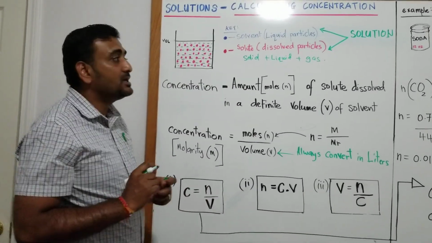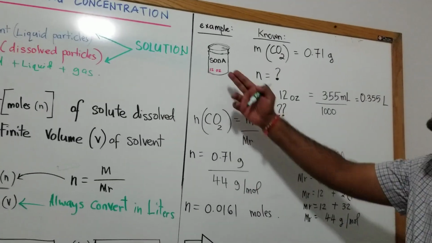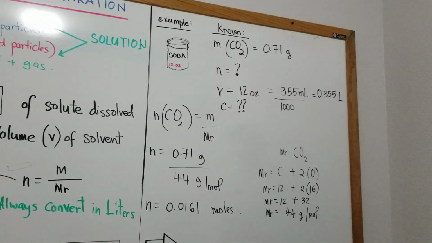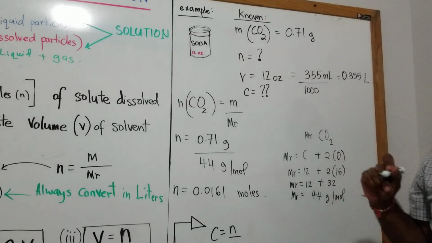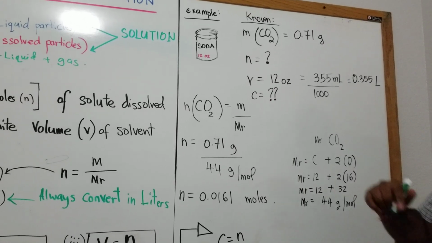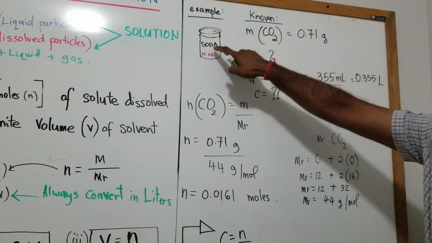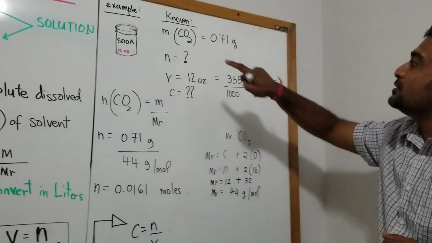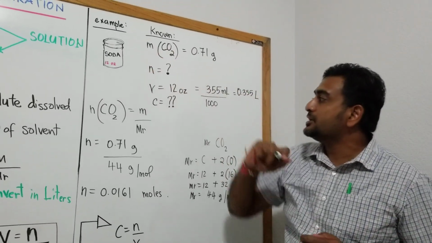Let's look at one practical example where we can calculate concentration. Typically soda contains a lot of carbon dioxide. The reason carbon dioxide is added to any soft drink or soda is to make it taste much crisper and fresher. Typically any 12 ounce can contains somewhere around 0.71 grams of carbon dioxide dissolved in it.